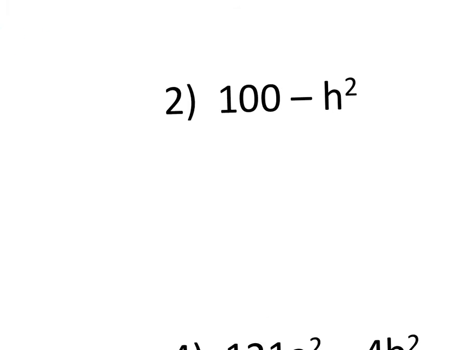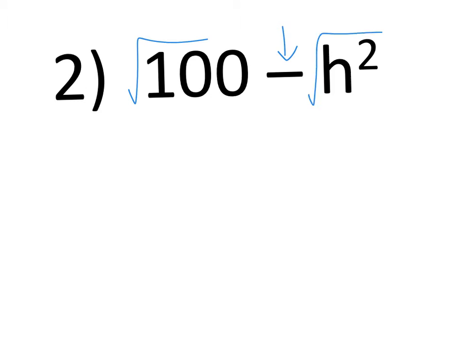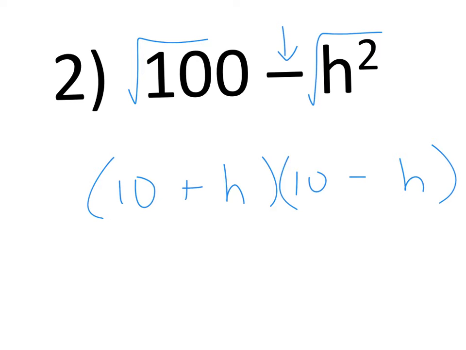Okay, so on the next one here, I don't care if the variable's in front or back. That doesn't matter. So we're going to look: do I have subtraction? Yes. Can I square root? And can I square root? Okay, so I'm going to get 10, right? The square root of 100 is 10 and 10. I know I've got a plus and a minus. And then h squared will break down to h and h.